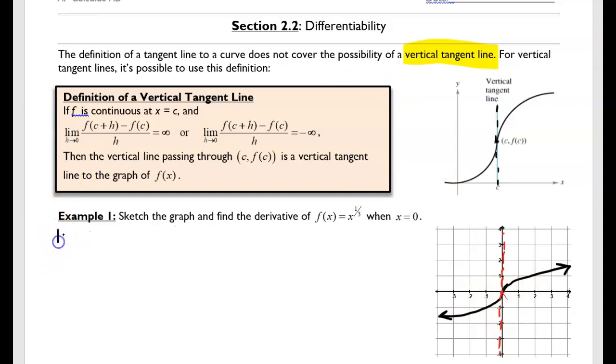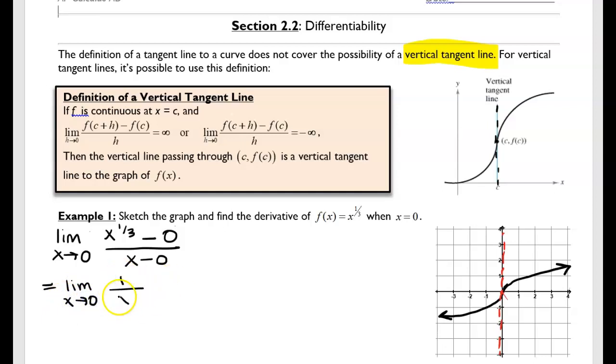So we're going to use the limit as x approaches c formula: the limit as x approaches 0 of f of x, which is x to the 1/3, minus f of 0, which would be 0, all over x minus 0. That gives me just x to the 1/3 over x, which is 1 over x to the 2/3. If I try to evaluate that at 0 now, I'm going to get 1 over 0, which we know means our limit is either infinity or negative infinity. So we can check the left and the right.